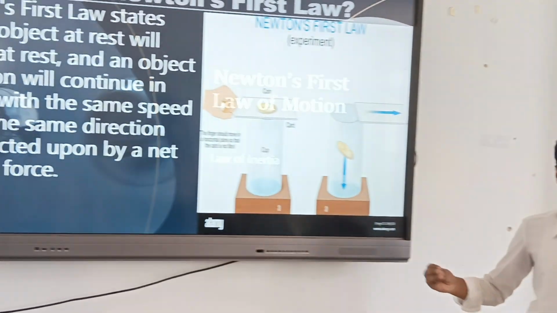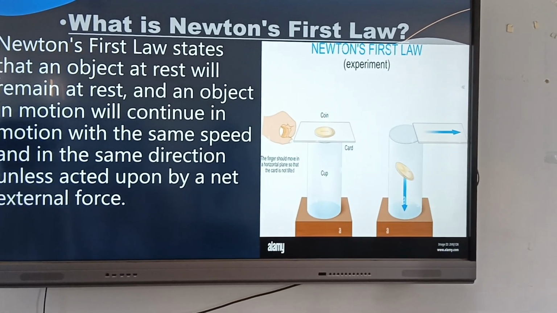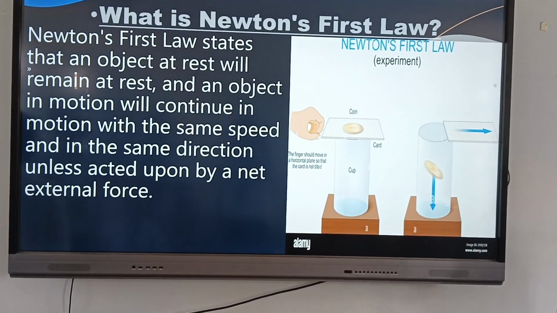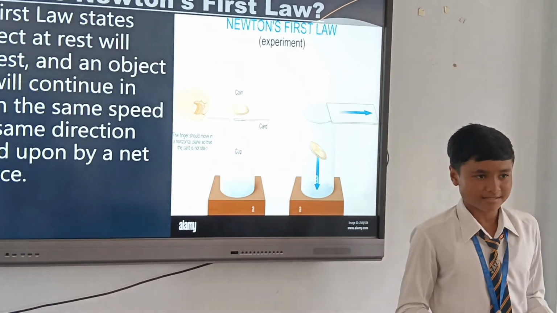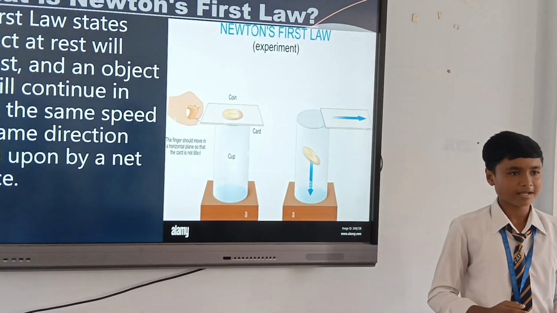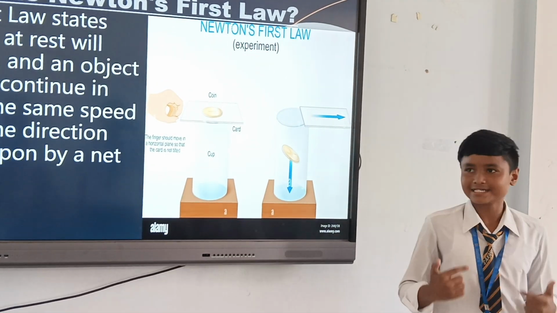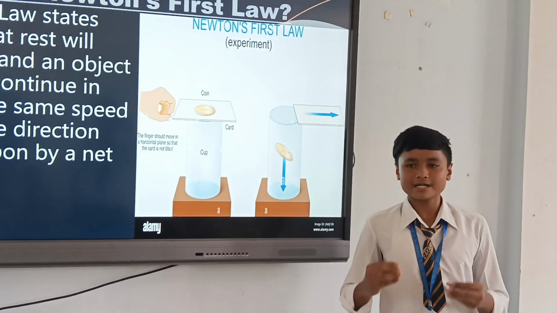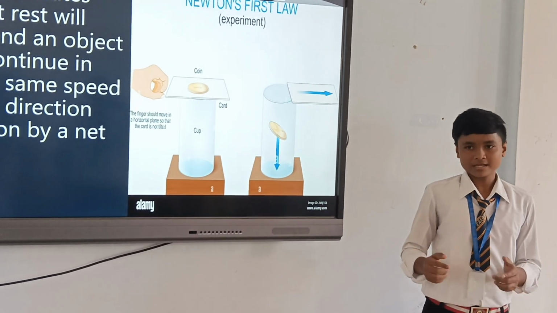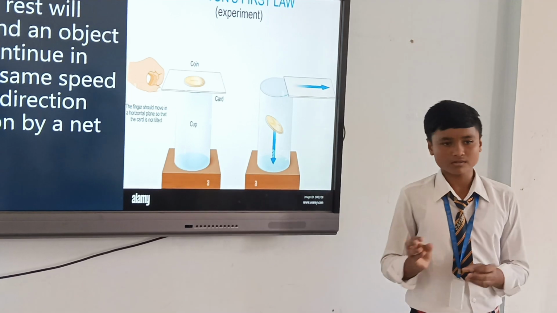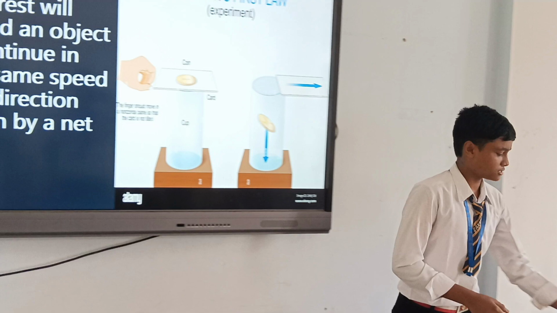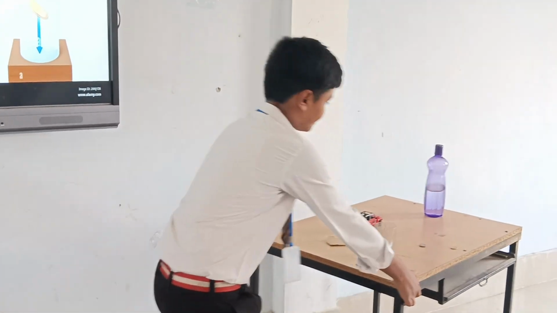Before clearing all the concepts about the law of inertia, I would like to clarify for you all what the first law of motion is and what it states. The first law of motion states that if an object is at rest, it wants to stay at rest, and if an object is in motion, it wants to stay in motion, unless and until an external unbalanced force is applied on it. It means that if an object is at rest, it will stay at rest until and unless we apply an unbalanced force on it. So I will show you one demonstration to make it clear.